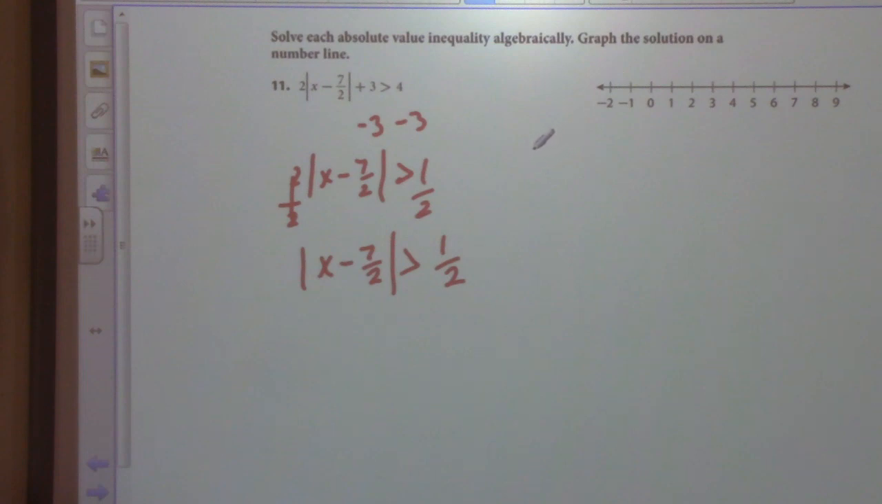Yeah, one's positive, one's negative. Let's do the positive. If we have x minus 7/2 is greater than 1/2, what's the other one going to be? Same thing, but -1/2. So x minus 7/2, and what do we do with the inequality symbol? We switch it now, right? So now that's what we have, and we can just solve for x. So plus 7/2.